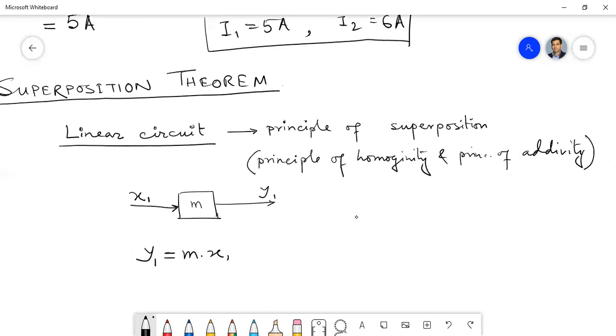This is the principle of homogeneity. Suppose you have an element or circuit in this black box. I don't know what is there inside, but I can measure the input and output. If the output is a linear function of the input, then we can say this particular circuit or element is obeying the principle of homogeneity. Got the point?